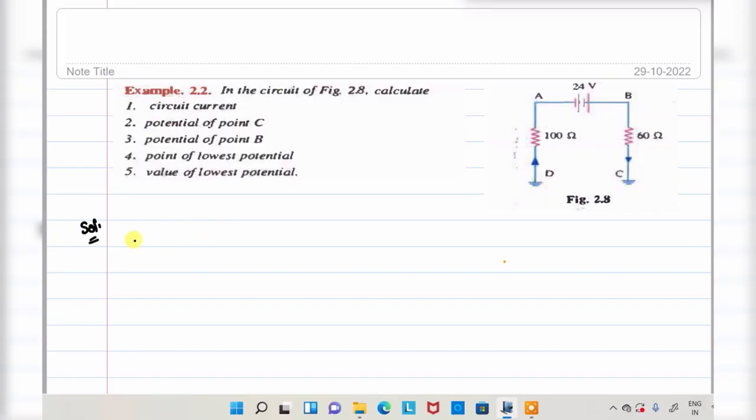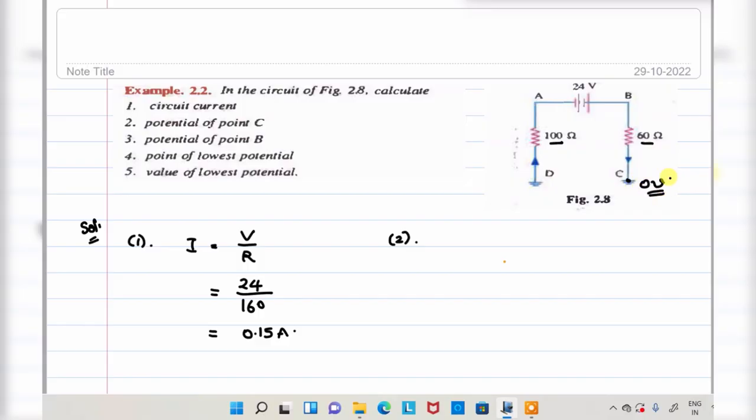So the first one, circuit current. How to find out the current according to Ohm's law? I is equal to V by R, right? This particular circuit is a series circuit, right? 160 connected in series. So total voltage is 24 divided by 160, that will be equivalent to 0.15 amperes. That is the first part. Next, second part, potential of point C. Where is point C? Point C is directly connected to the ground, right?